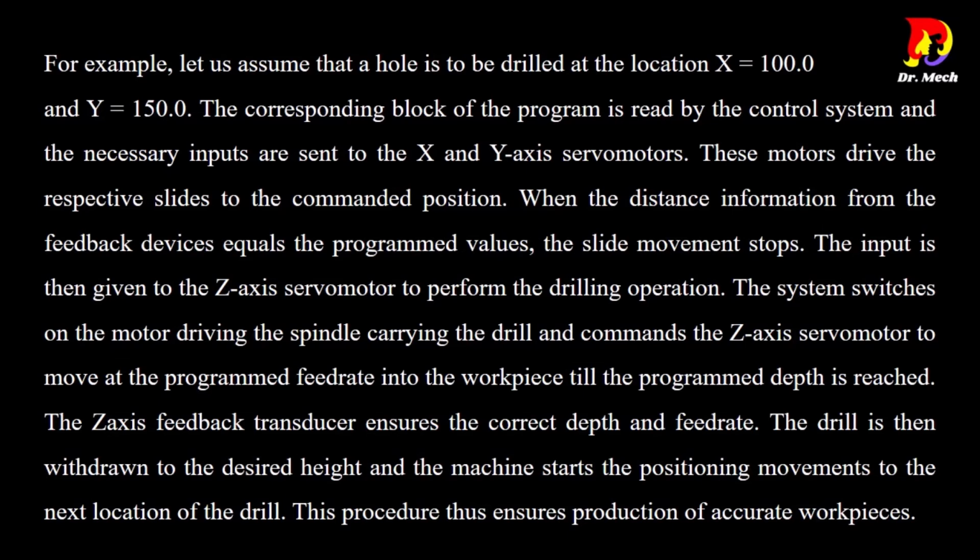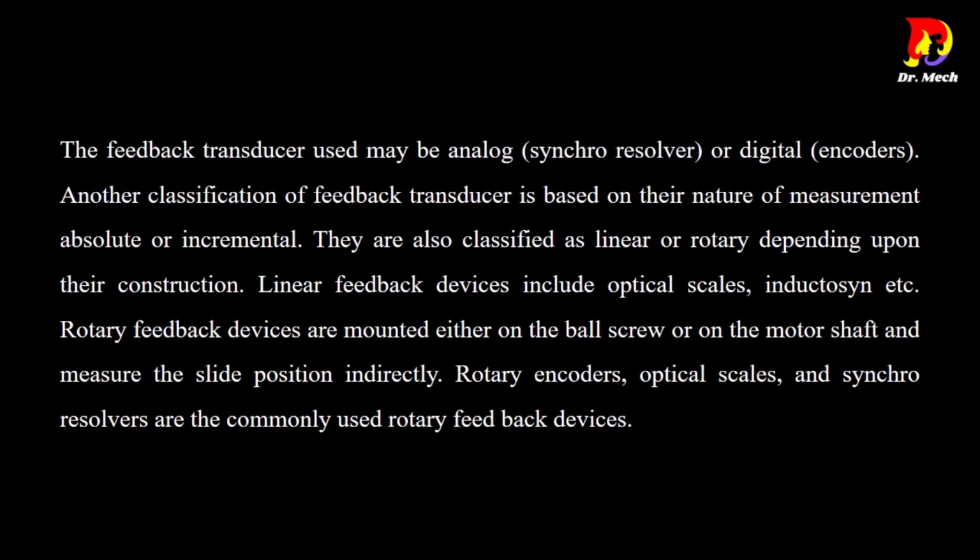The system switches on the motor driving the spindle carrying the drill, and commands the Z axis servo motor to move at the programmed feed rate into the workpiece till the programmed depth is reached. The Z axis feedback transducer ensures the correct depth and feed rate. The drill is then withdrawn to the desired height, and the machine starts the positioning movements to the next location of the drill. This procedure thus ensures production of accurate workpieces.